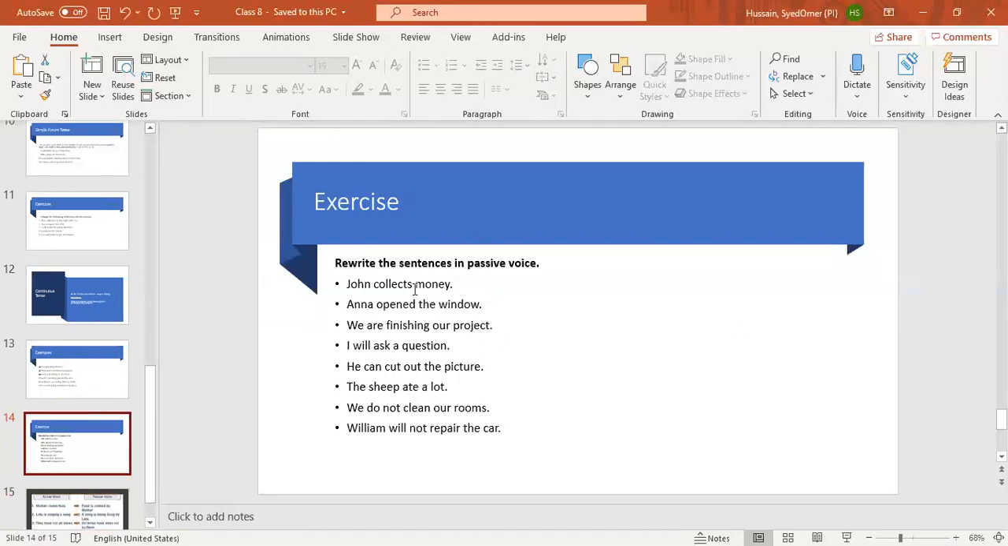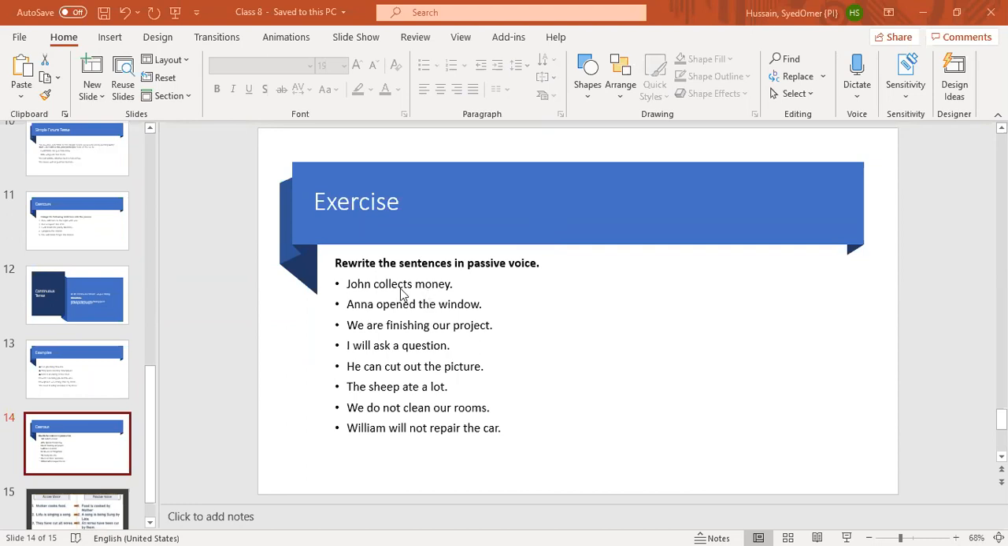Now students, let us do this exercise. Rewrite the sentences in passive voice. Who will do the first one? John collects money. Tell me the tense and change it. Okay, Umama. Money is collected by John. Can you please repeat? I couldn't hear you. Money is collected by John. That is correct. Collected. How do you pronounce it? Collected. Money is collected by John. Very good, Umama.